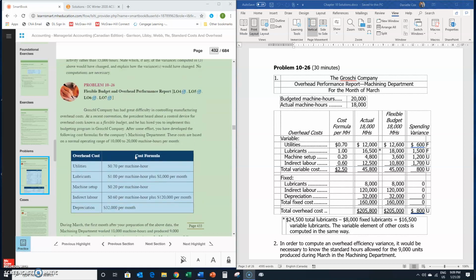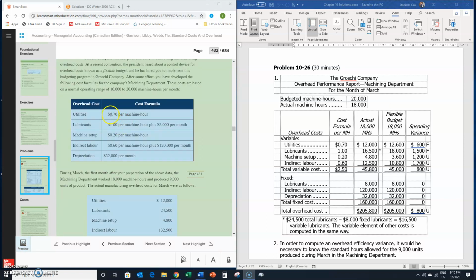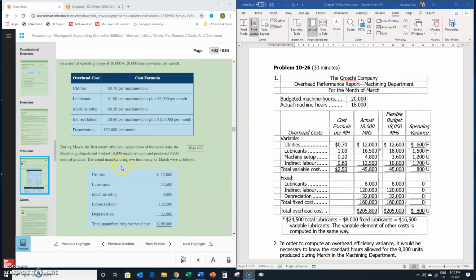Now we're going to take a look at the last problem that you were assigned, problem 10-26. Okay, so basically here they're attempting to do a flexible budget. So we are given some information here, some costs with some dollar amounts. Then we're told during March, the first month after we've got this data here, the machining department worked 18,000 machine hours and produced 9,000 units of product.